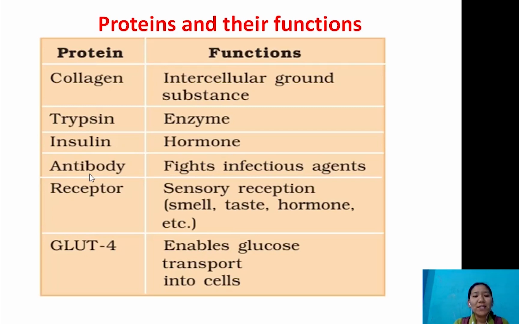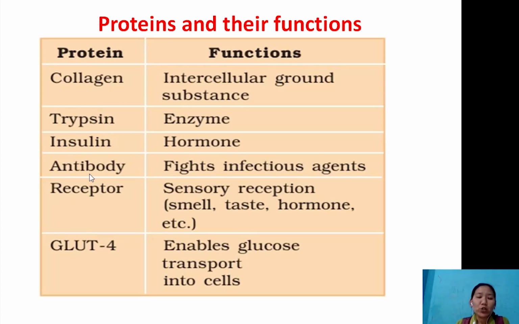Trypsin helps increase the rate of reaction. So enzymes are biocatalysts. Trypsin acts as an enzyme which helps in the breakdown of protein, that is digestion of protein. Next is insulin. Insulin acts as a hormone, which helps in regulating the blood glucose in the body. Deficiency of insulin will lead to diabetes, that is hyperglycemia.